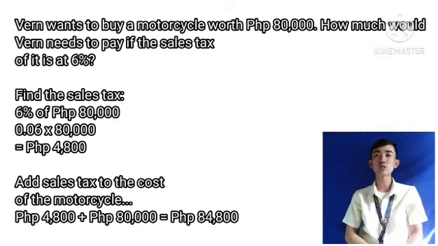We convert 6% into decimal: 0.06 times 80,000. After multiplying it, we got 4,800 pesos. Then add the sales tax to the cost of the motorcycle. 4,800 pesos plus 80,000 pesos is equal to 84,800 pesos.